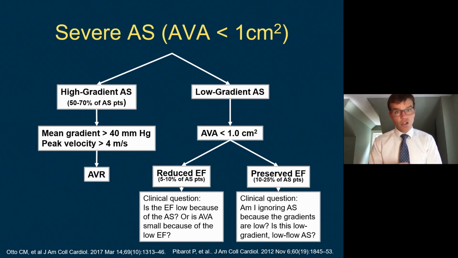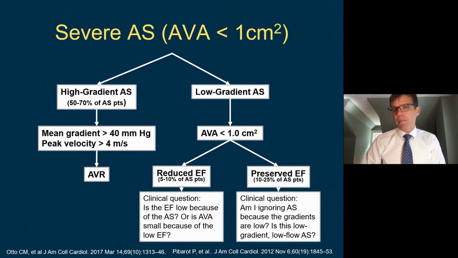Their ejection fraction is good. It's in the 60% range, let's say. Their gradients are high, so their mean gradient is more than 40 millimeters of mercury. Their peak velocity is 4 meters per second. This is a straightforward patient who needs an aortic valve replacement, assuming they're symptomatic. Low gradient AS is much more challenging.